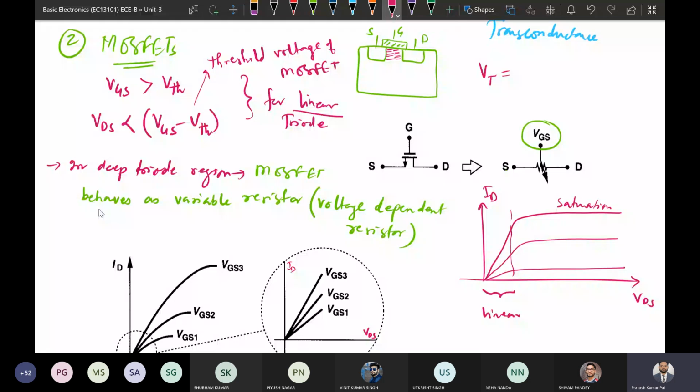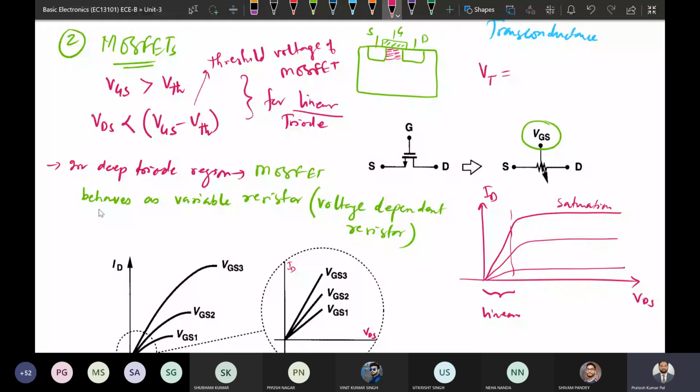Also, in that case VDS is considered to be very much less than 2 times VGS minus VT. This is the condition for deep triode region. If this condition is satisfied, then it will be considered as the deep triode region. So this deep triode region is part of the linear region. So this condition we will be putting into the current equation for the linear region, so we can just see how it basically behaves.